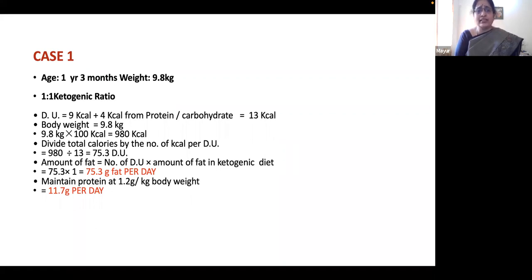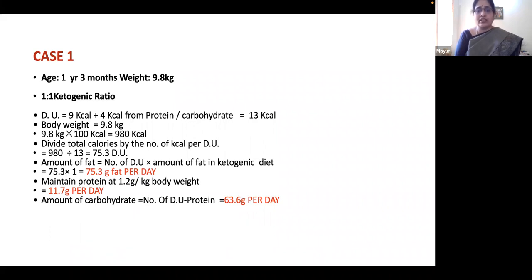Then you already have the fat recommendation and the protein recommendation. Now what is left is the most important thing, the carbohydrate recommendation. Fat and protein have to be subtracted from the DU. So the protein has to be subtracted from the total DU, which is 75.3, and that gives 63.6 grams carbohydrate. Now we have finished the calculation.